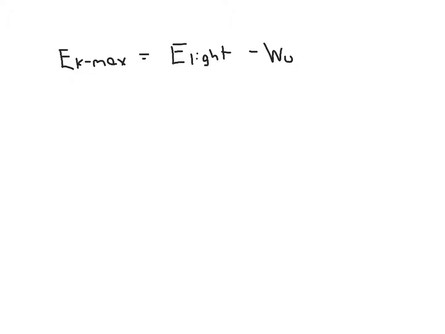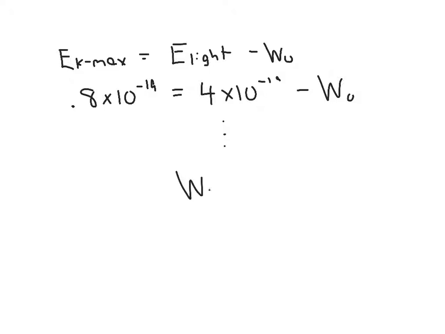We just figured out that the kinetic energy was that 0.8 times 10 to the negative 19. The energy of the light was 4 times 10 to the negative 19. And that's after we subtract off the work function. If you do a little bit of math on that, flip things around, the work function ends up being 3.2 times 10 to the negative 19 when we're in joules.